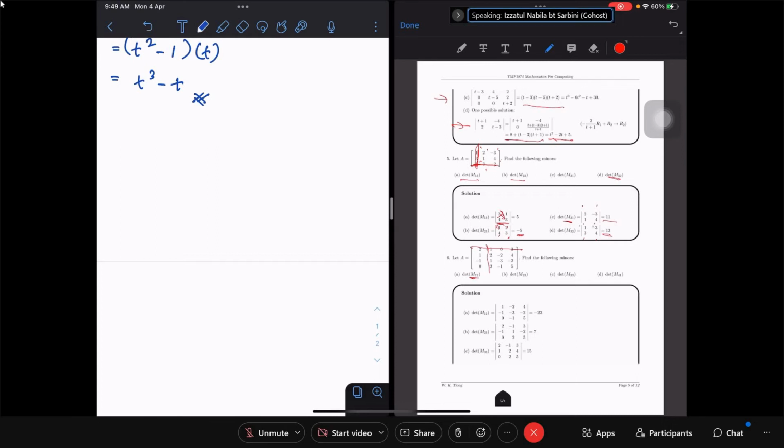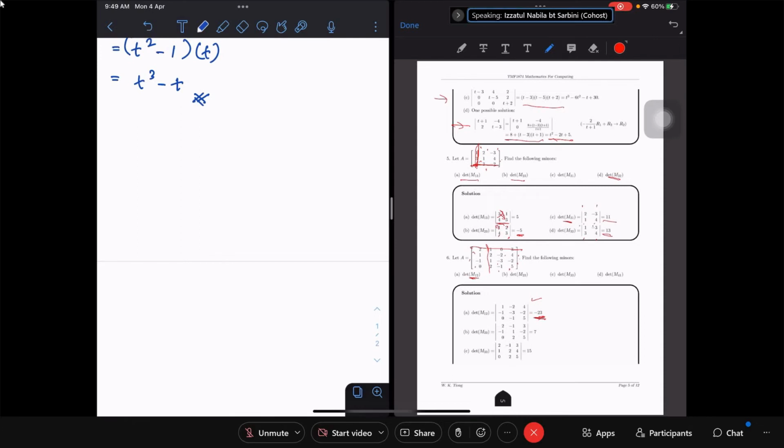So the one you have to calculate the determinant of is 1, negative 2, 4, negative 1, negative 3, negative 2, 0, negative 1, 5. So this matrix. So you calculate the determinant. How do you calculate the determinant? Using methods that we have discussed previously. Okay, you will get negative 23.